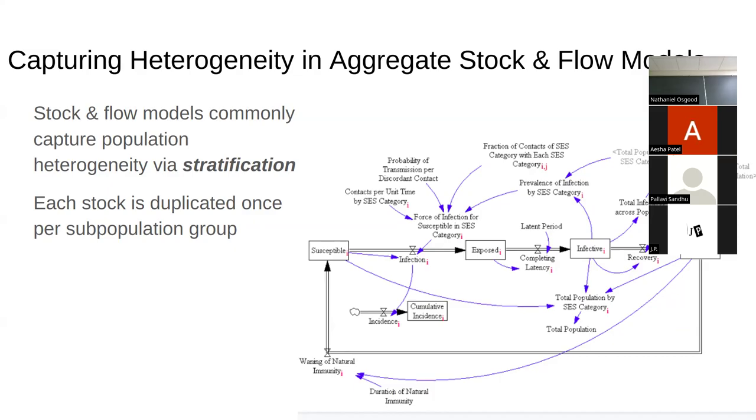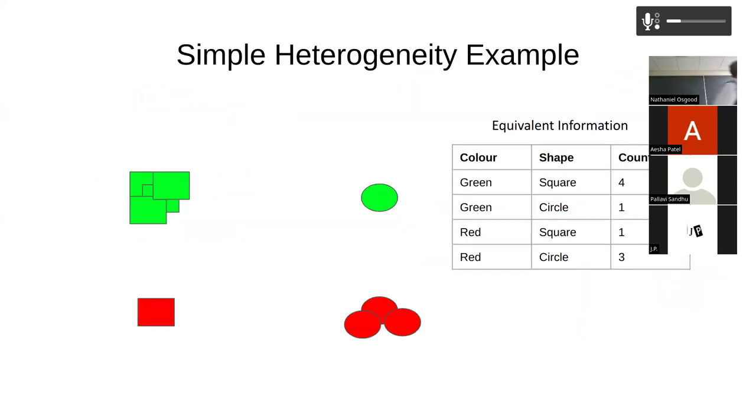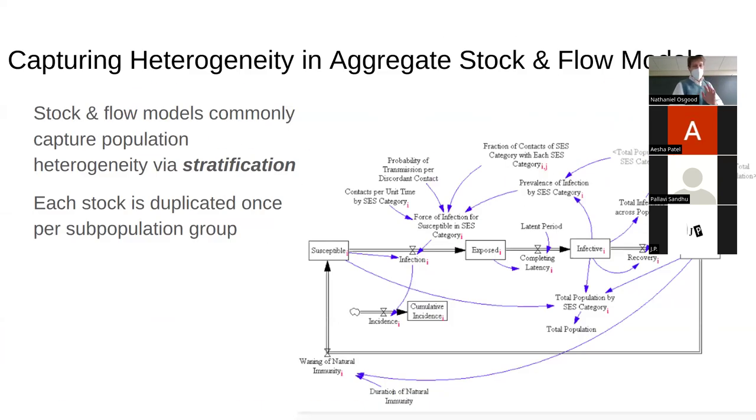Anyone? Babs, yeah. Well, you'd have to have a stock for each possible combination. You'd have a stock for each possible combination, right? Just like here, for every combination, we need an entry in this table to keep track of how many people of that sort, or how many shapes of that kind. So we would need to keep track of that for every combination.